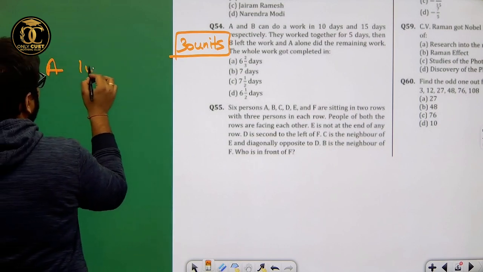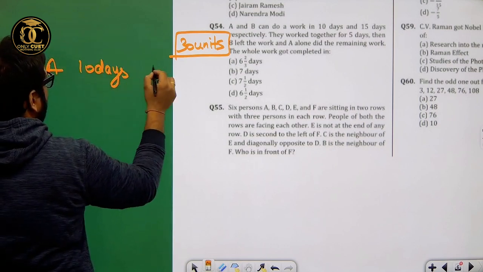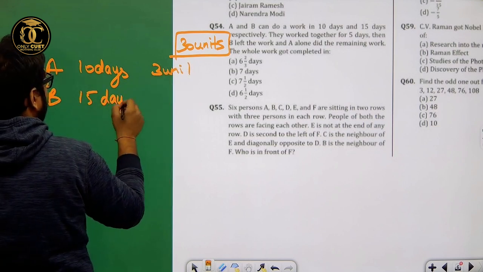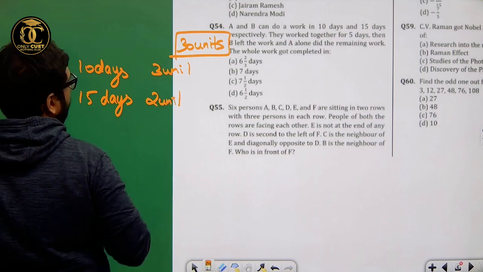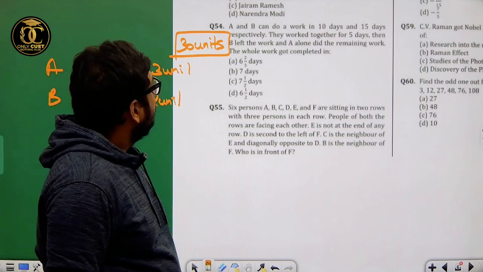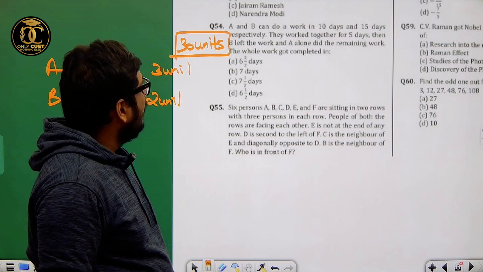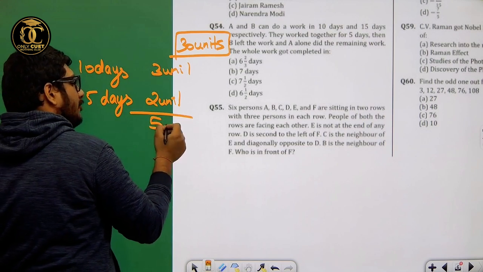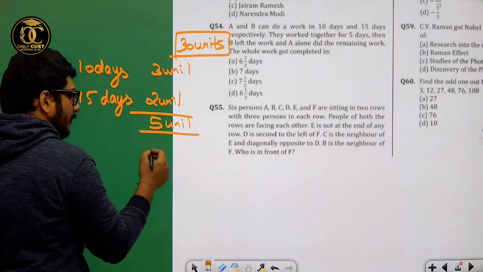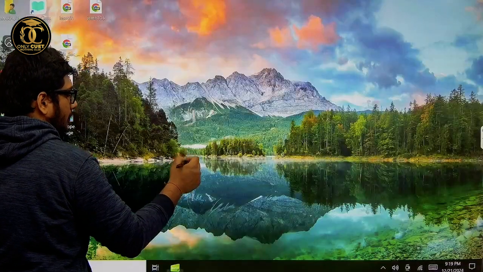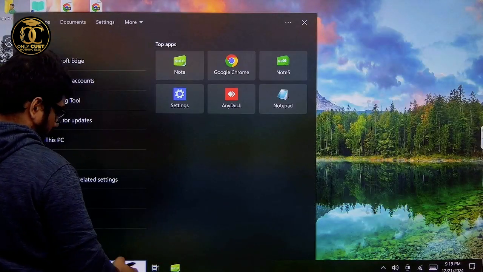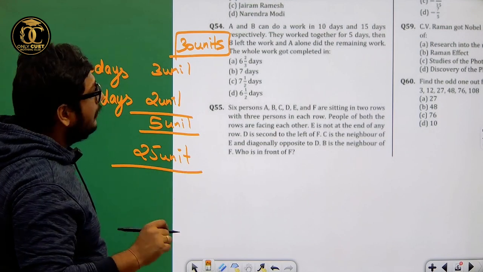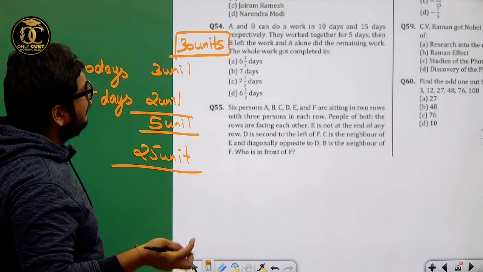A does the work in 10 days, that is 3 units per day. B does the work in 15 days, that is 2 units per day. Correct? Then it says they work together for 5 days. Now both are working together, so they are able to do 5 units of work per day, and working for 5 days, that is 25 units of work they finished. Correct? 25 units.